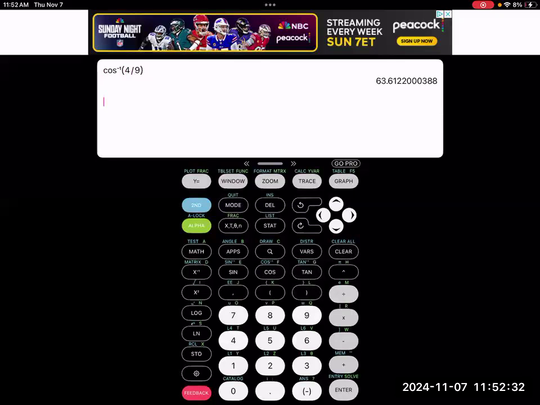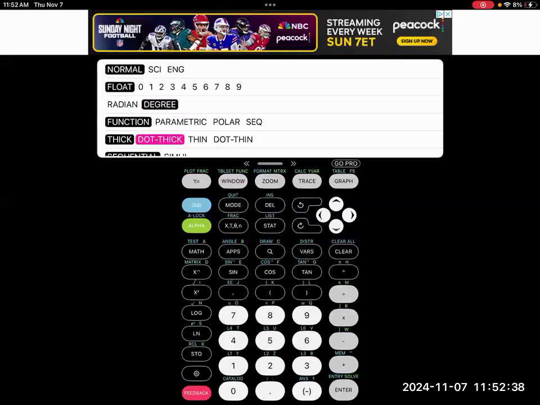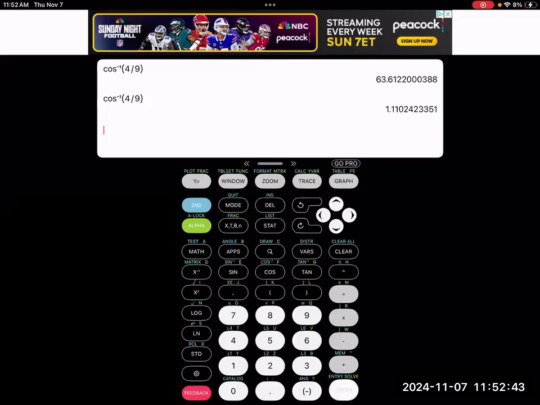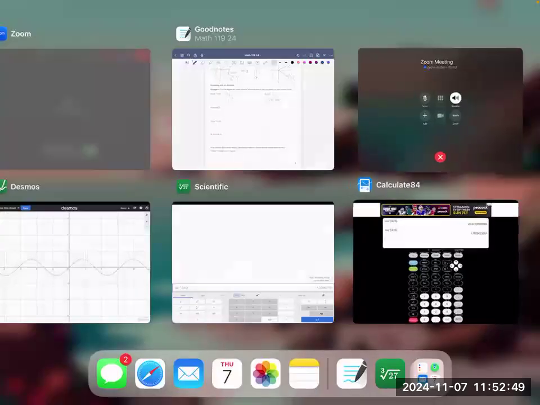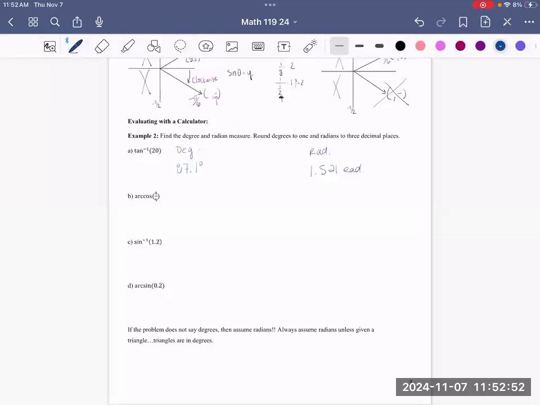If we wanted to do it again with radians, we just have to go back to mode and switch it to radians. So if I do it again, and it's now in radians, notice that this is now 1.110 radians. And keep in mind what we figured out, that 1 radian is about 57.3 degrees. So 63.6 degrees is just a little bit over 57.3 degrees. It would make sense that your radian counterpart would be just a little bit more than 1 radian.